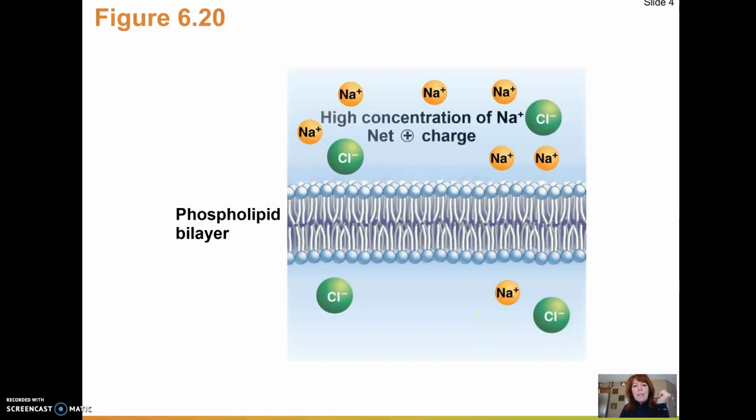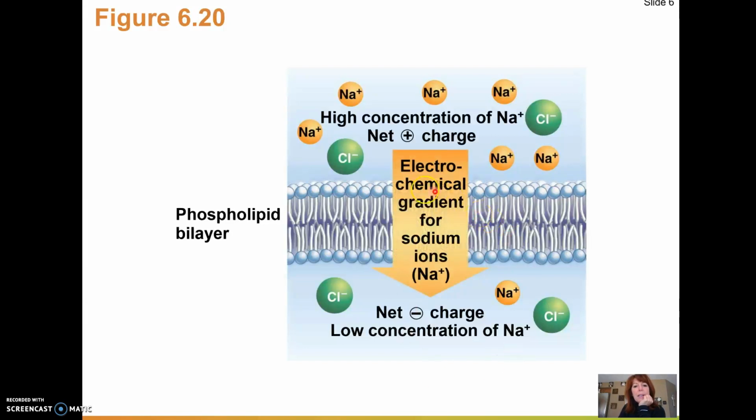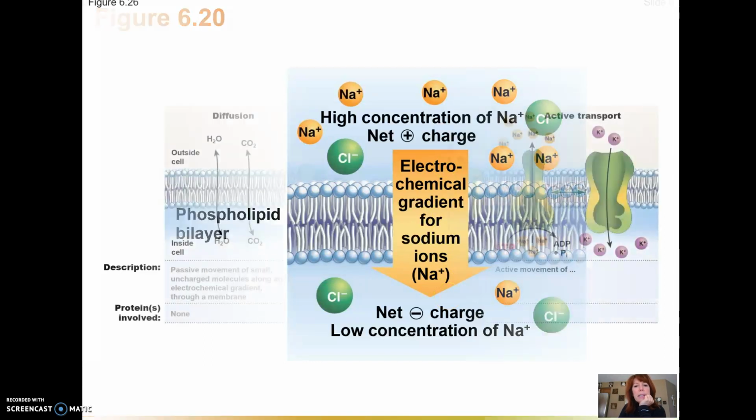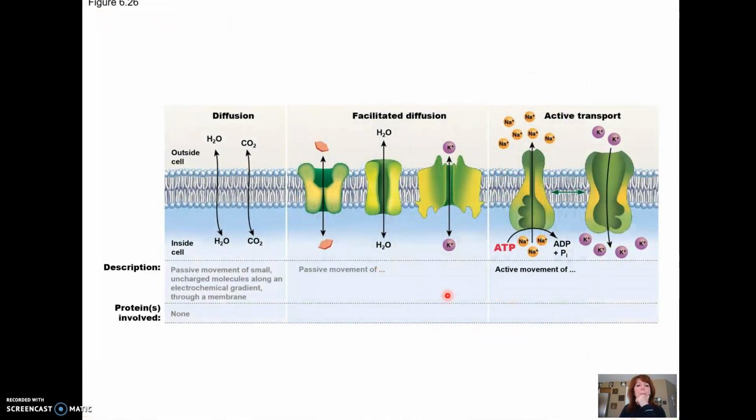And that sets up what we call an electrochemical gradient. So we have a high concentration of sodium on the outside, less sodium inside, and still the same amount of chloride. So you actually have negative on the inside. And here's that electrochemical gradient. And you will see the sodium begin to move from one side to the other because of that.